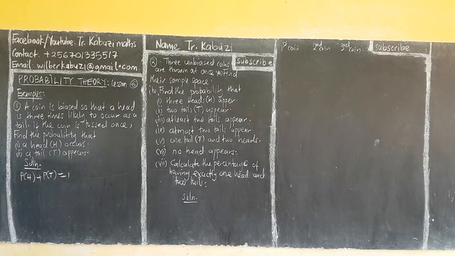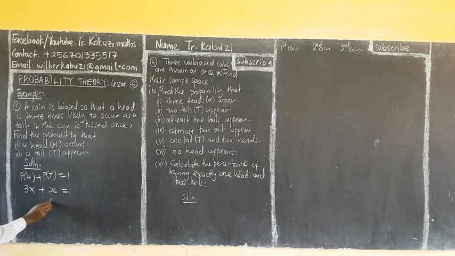be 1. Now, here a head is 3 times as likely to occur. So if the tail occurs x times, the head is going to be 3x. So the probability of the head, which is 3x, plus the probability of the tail, x, will be equal to 1. When you add the probability of the head and of the tail, you should get 1. 4x is going to be 1, and so our x is going to be a quarter.